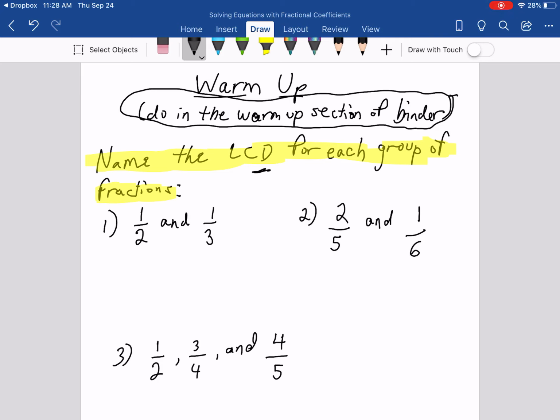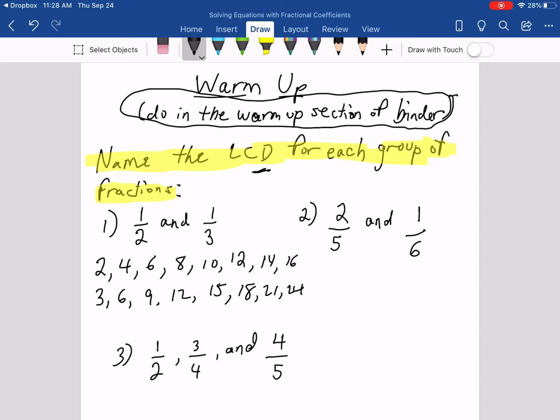So in example 1, if I list the multiples of 2: 2, 4, 6, 8, 10, 12, 14, 16, I'll stop there. And I list multiples of 3: 3, 6, 9, 12, 15, 18, 21, 24, let's stop there. The lowest common multiple that they have in common is 6. So the LCD is 6.